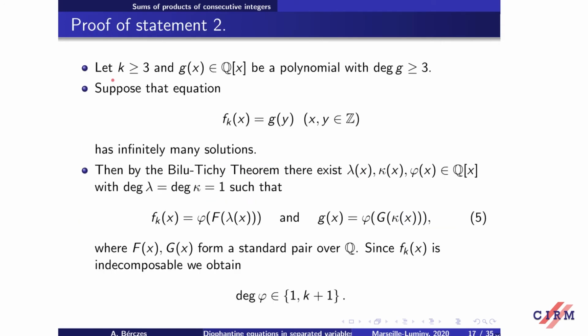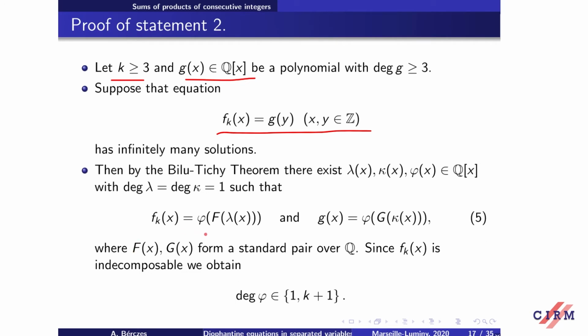So, as in the theorem, we assume that k is larger or equal to 3, and g is a polynomial with rational coefficients of degree at least 3. And we assume that this equation has infinitely many solutions. Now let us see what we can infer from that. The Bilu-Tichy theorem describes very explicitly in what situation this can happen.